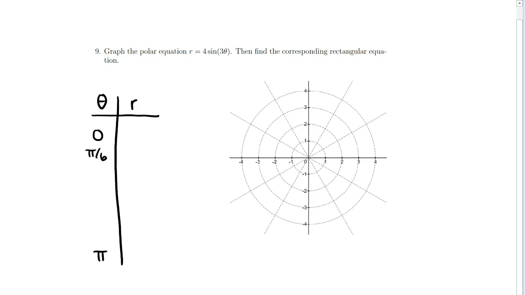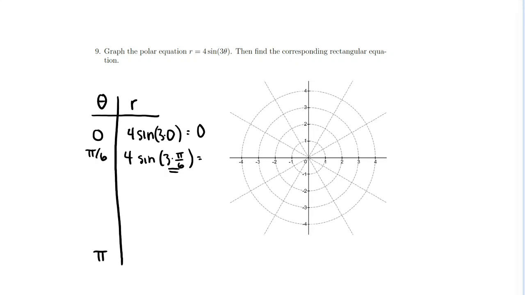If I multiply this by 3, actually let's start with 0 for theta. So here we've got 4 times sine of 3 times 0. Well, sine of 3 times 0 is still sine of 0, and that's 0 also. So 0 times 4 is 0. We've got 4 times sine of 3 times pi over 6 for the next example. Well, this is sine of pi over 2, right? 3 times pi over 6 is pi over 2. And sine of pi over 2, that's just 1. So this comes out to be 4.